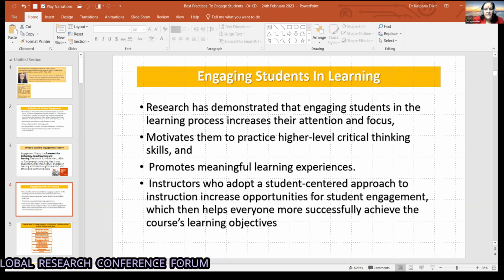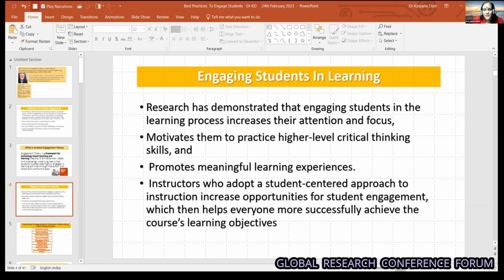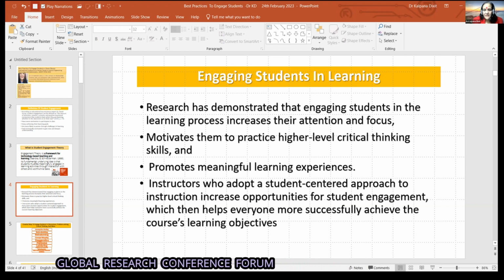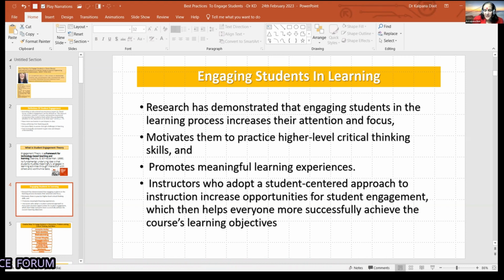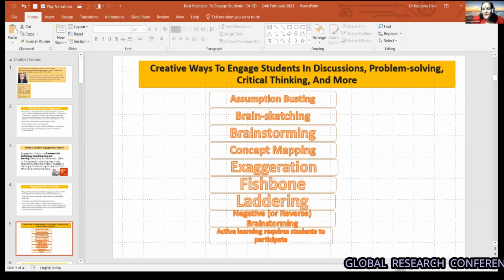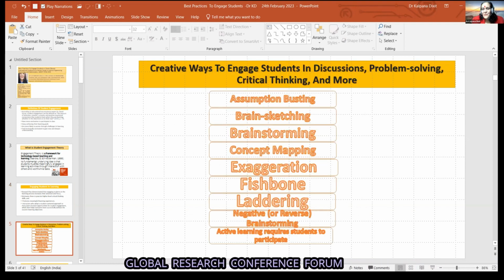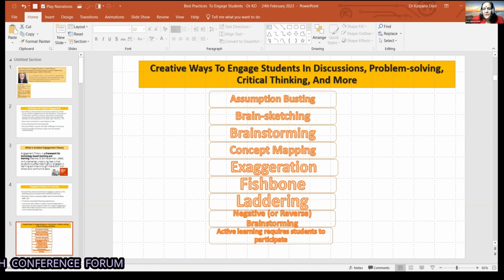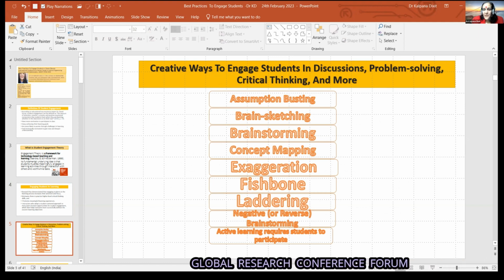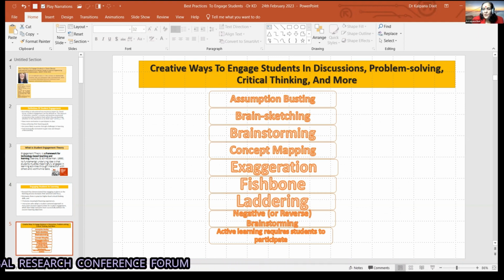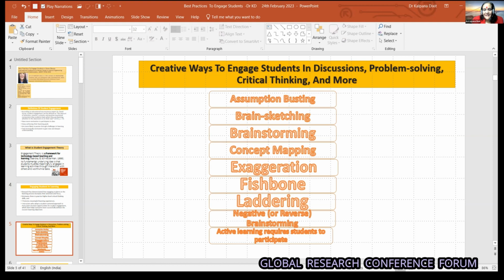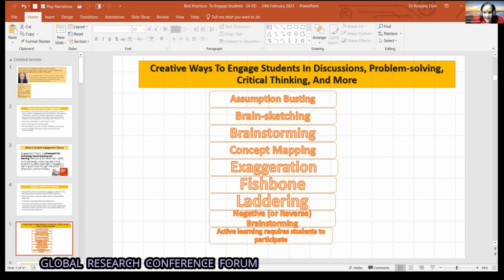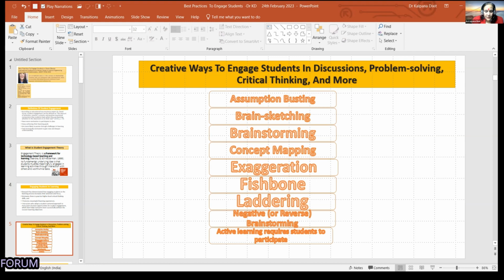So I would like to say, being a psychologist, I would like to emphasize motivation. Motivation is the first priority for better achievement and to promote meaningful learning experiences in the classroom. There are some other creative ways to engage students in discussion, problem solving, critical thinking, and more. They are assumption busting, brain sketching, brainstorming, concept mapping, exaggeration, fishbone, laddering, and negative or reverse brainstorming are also there.